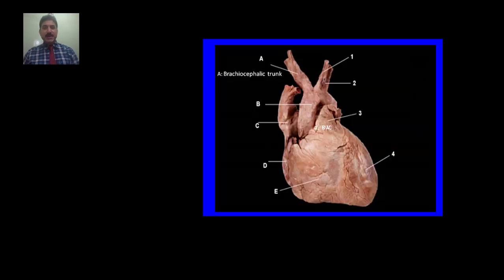A represents the brachiocephalic trunk. This trunk divides into the right common carotid and subclavian artery. B represents arch of aorta. C represents superior vena cava opening into the right atrium. D represents right atrium. E represents sternocostal surface or right ventricle of heart. 1 represents left common carotid artery arising from the origin of the aorta. 2 represents left subclavian artery. 3 represents left auricle and 4 represents left ventricle.